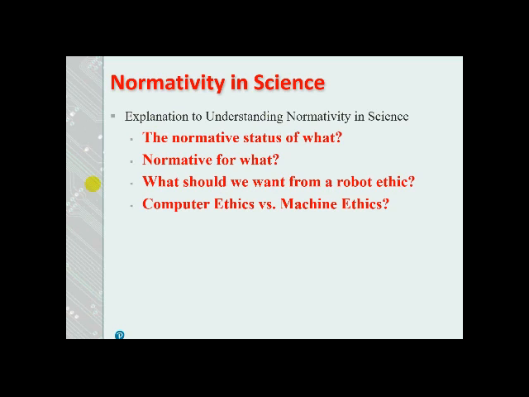Normativity in science. Explanation to understand normativity in science. Values and norms are an essential part of all science, qua science. They are used not only to establish the suitability of existing claims, but also to select new goals to pursue. Scientific evidence and theory are often evaluated as ethically good or bad, and scientific products as what ought or ought not to be done.